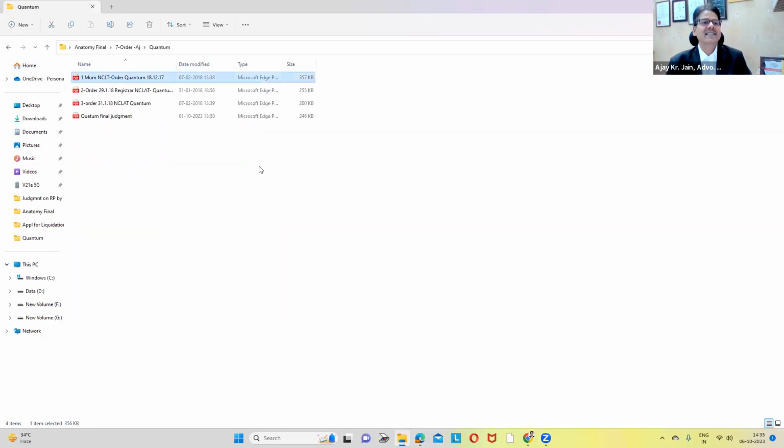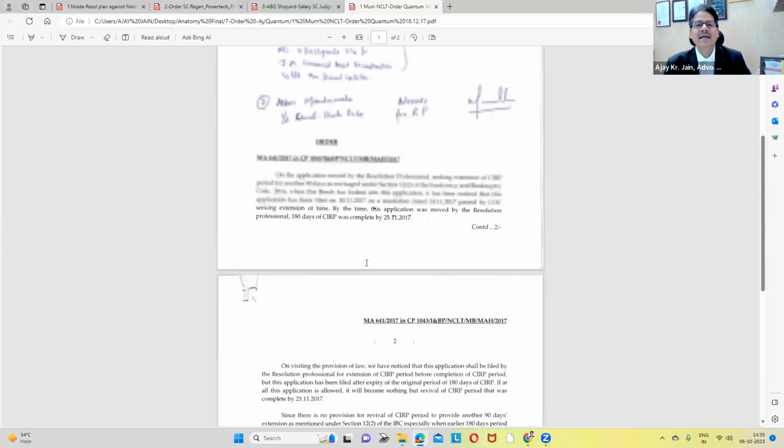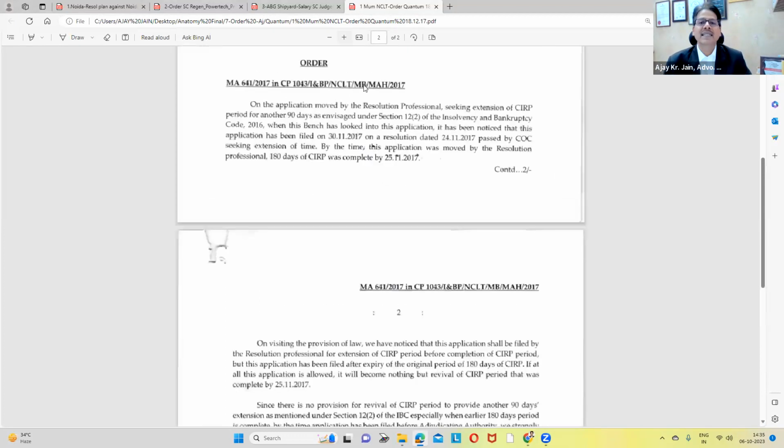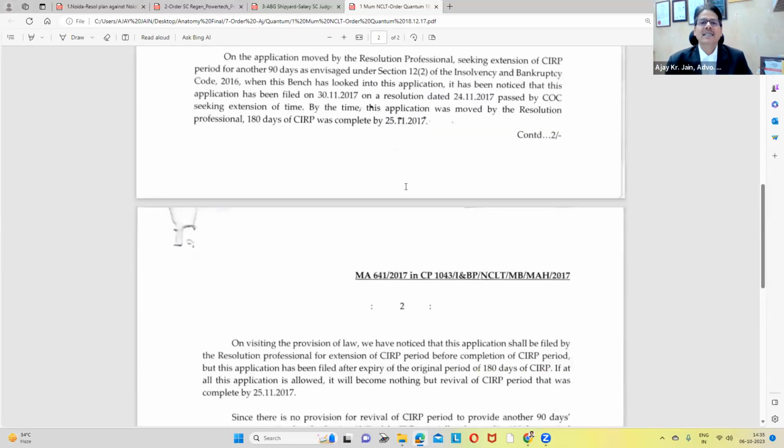The case came before me and I filed an application before NCLT Mumbai. It pertains to 2017. My client approached me for filing this application for extension of CIRP period.